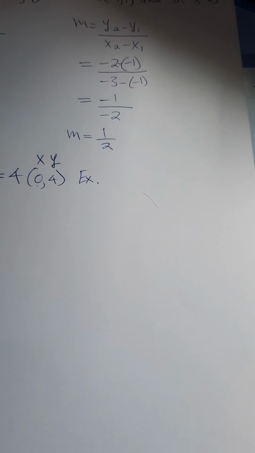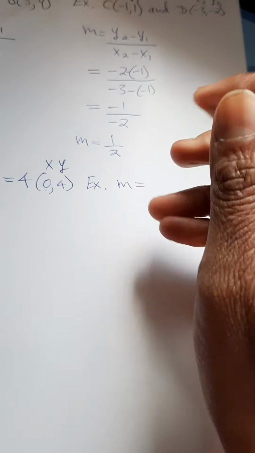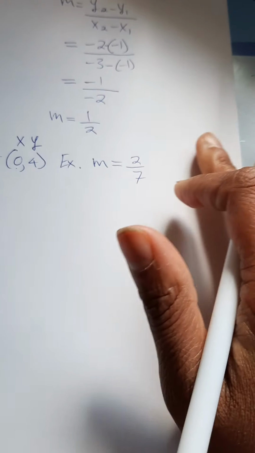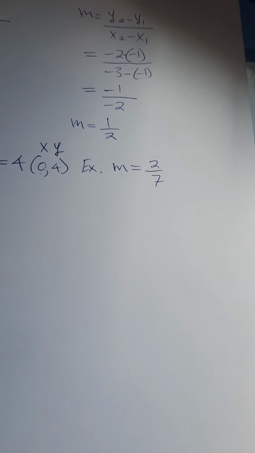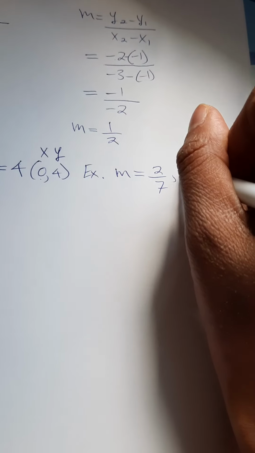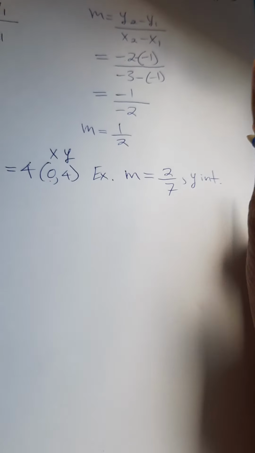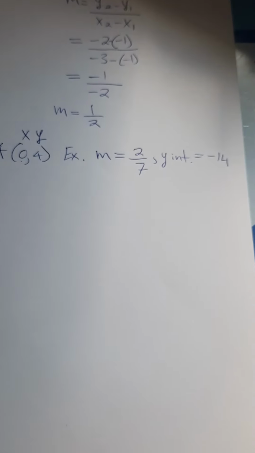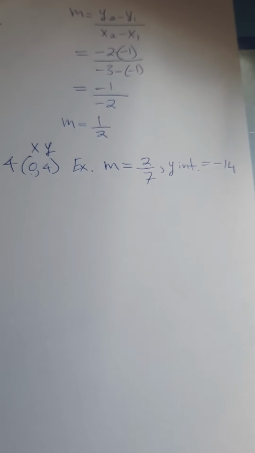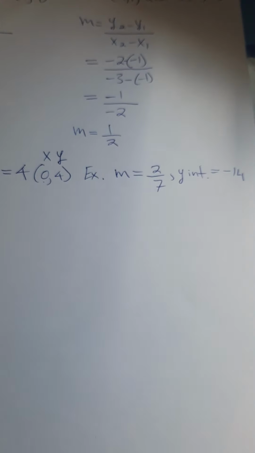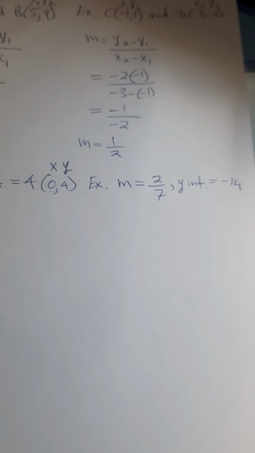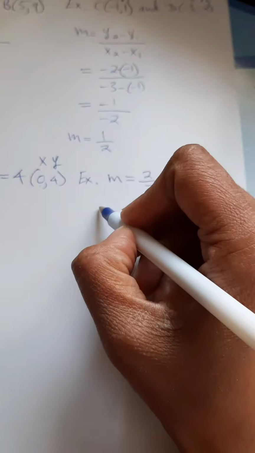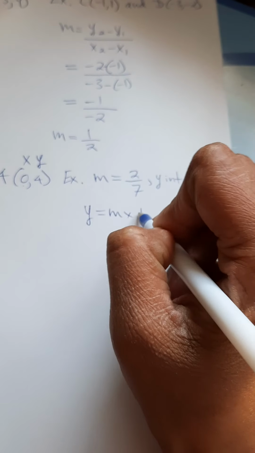Let's try one where the slope is given. However, this time it's going to be a fraction. So we're going to do 2 over 7 for the slope, and then the y-intercept is given to be negative 14, just like this. Again, we're just going to do the same thing here. I'm going to plug it into the equation y equals mx plus b.